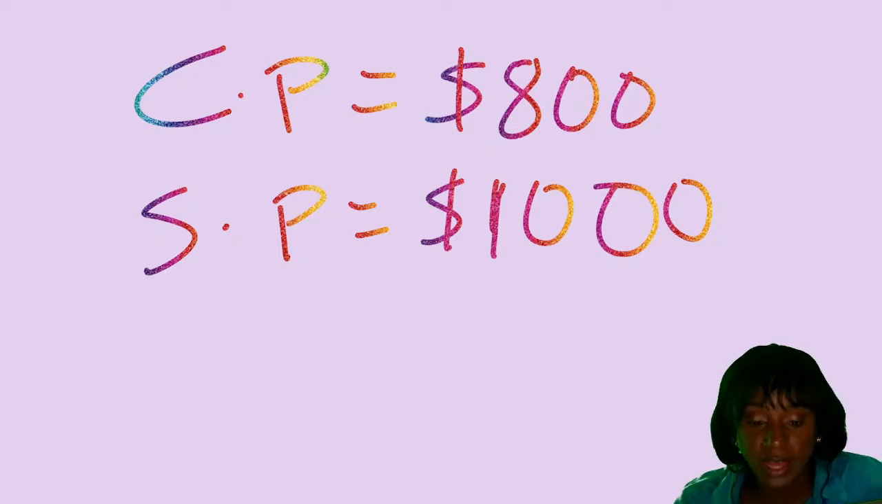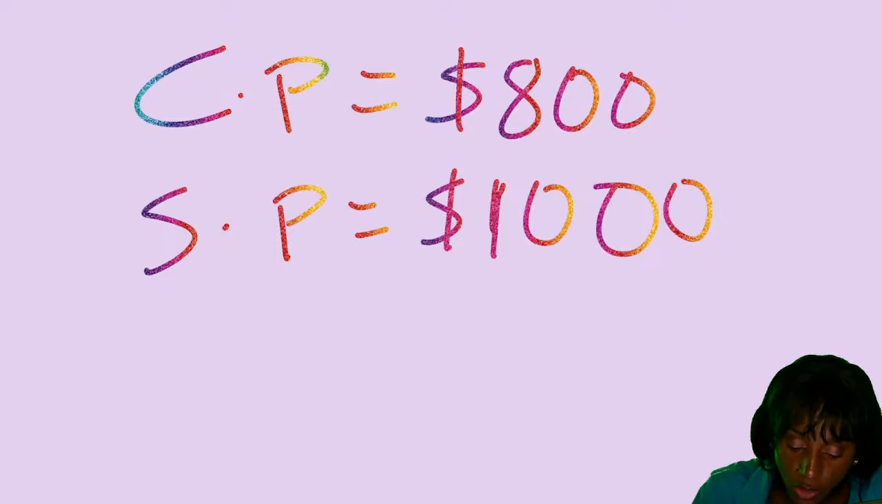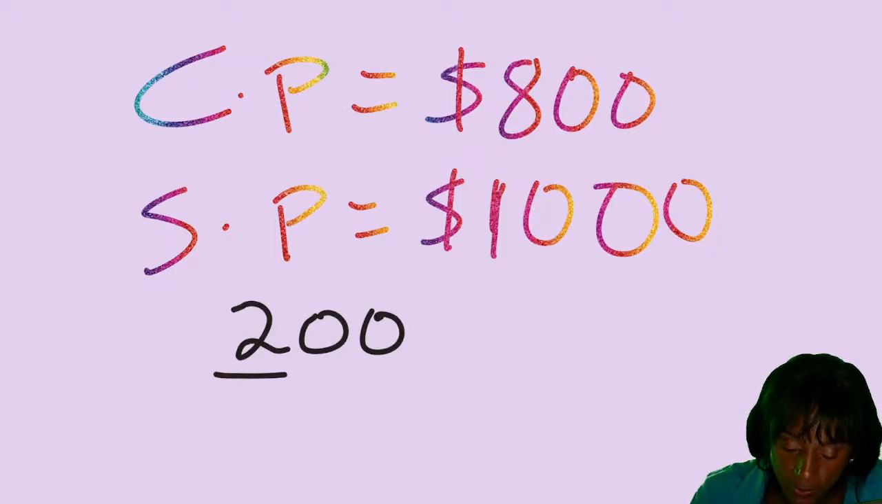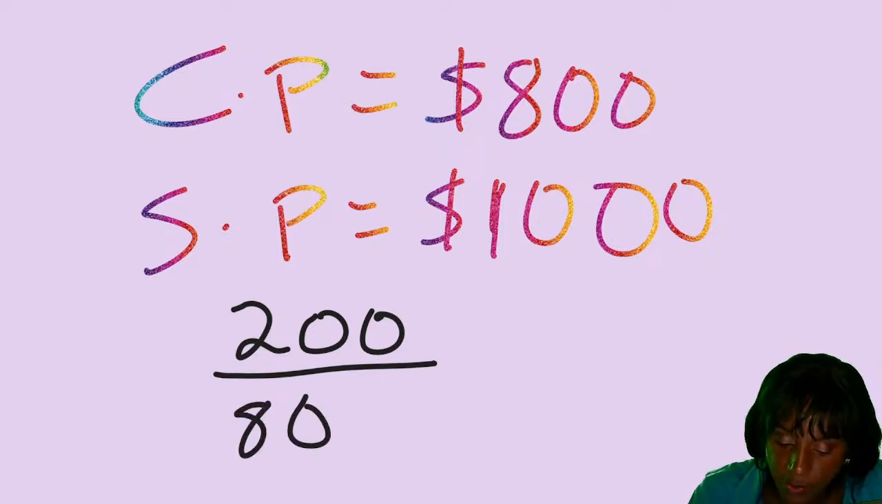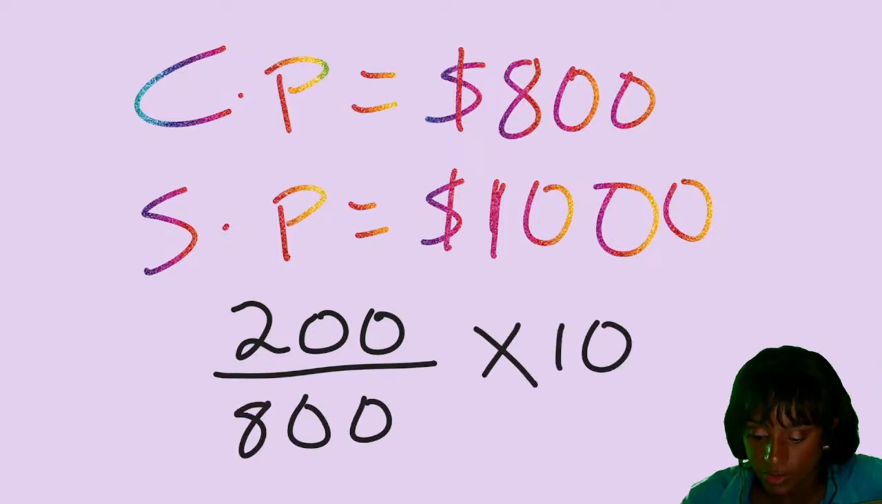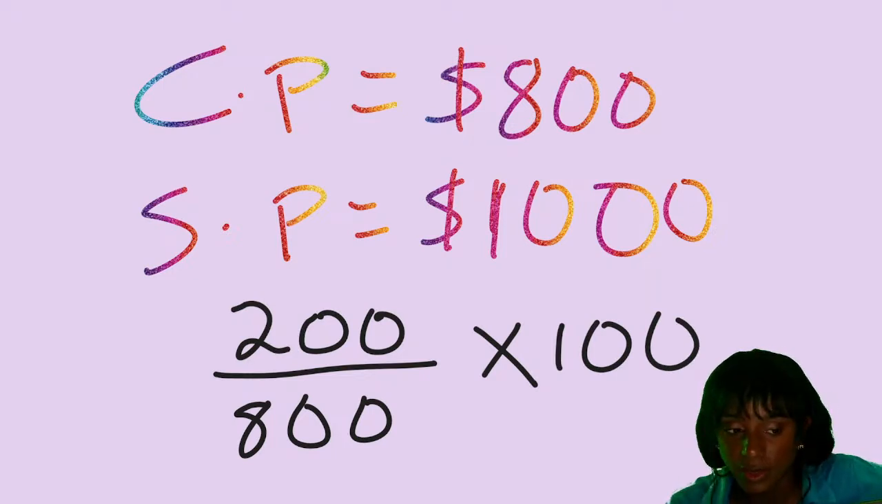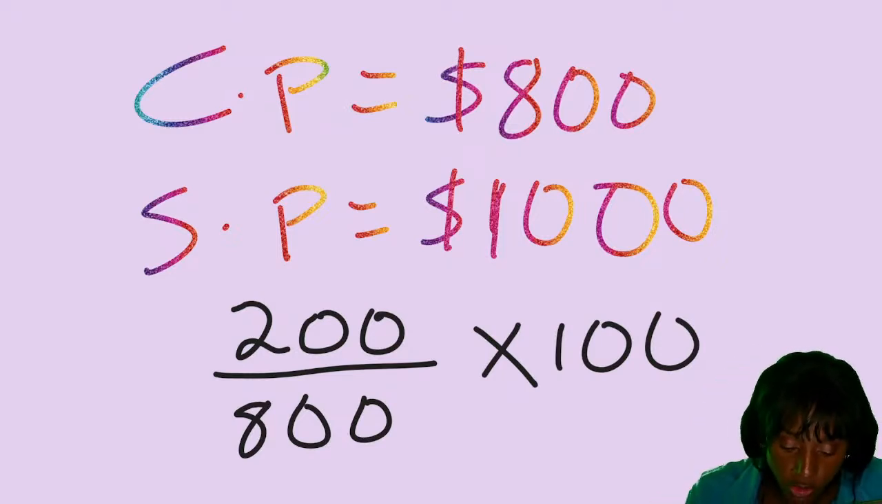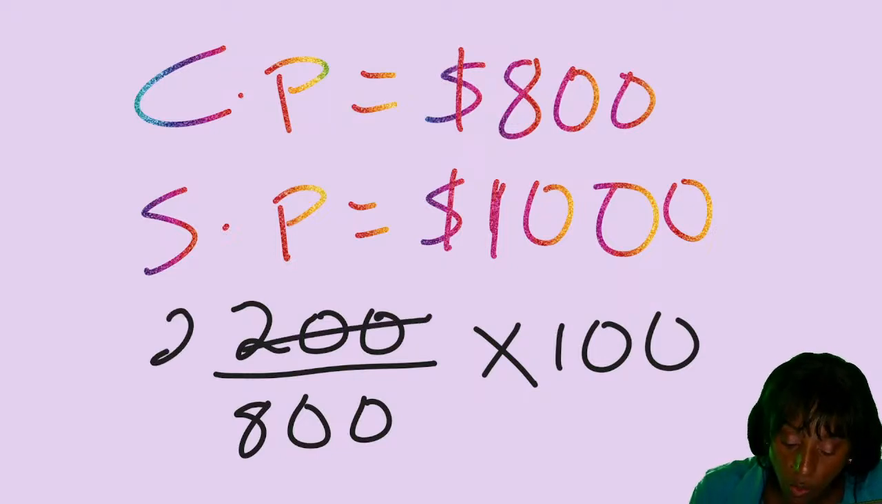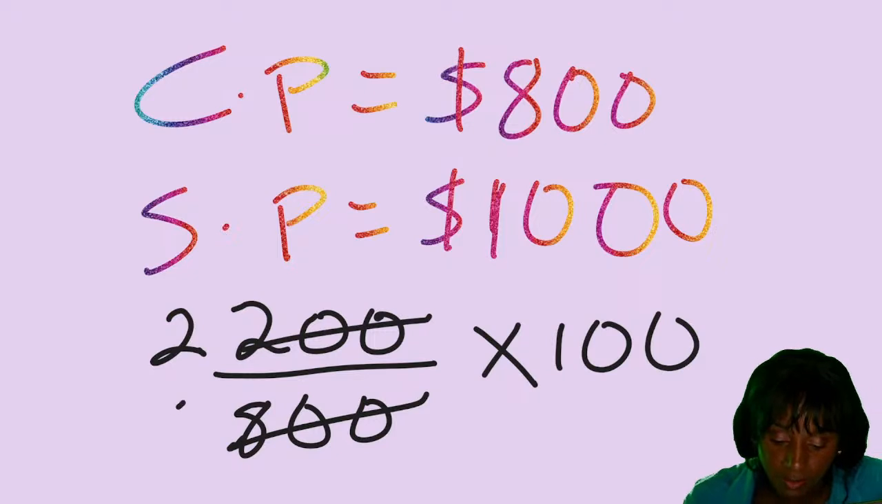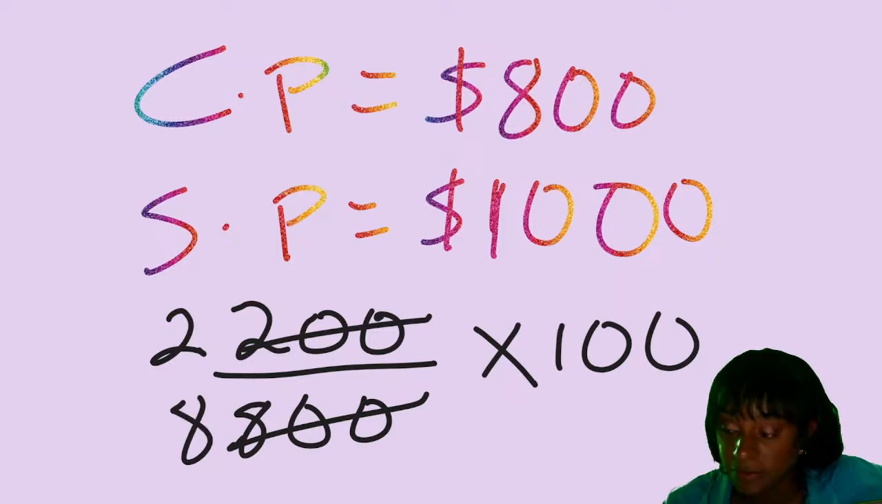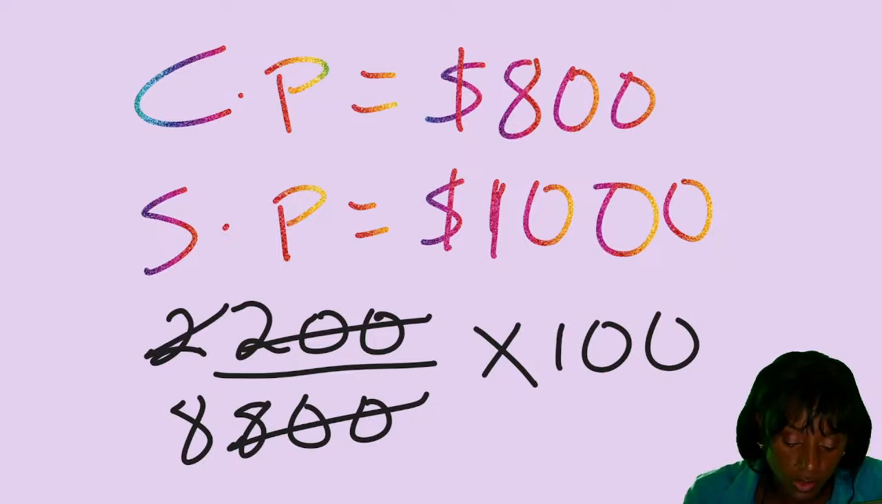They asked us for the profit as a percentage. So we say 200 over the cost price, which is 800, and then we multiply that by 100. Okay? So now we're going to cancel. We're going to simplify. Because my numerator and my denominator both end in 2 zeros, they are both divisible by 100. So 100 into 200 goes 2 times. 100 into 800 goes 8 times. I'm going to simplify further. 2 into 2 goes once. 2 into 8 goes 4 times.